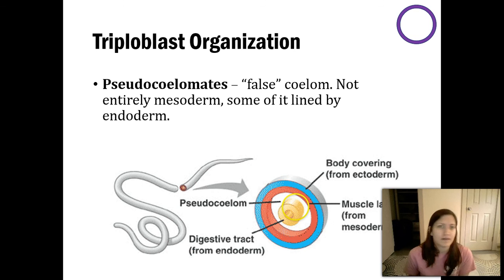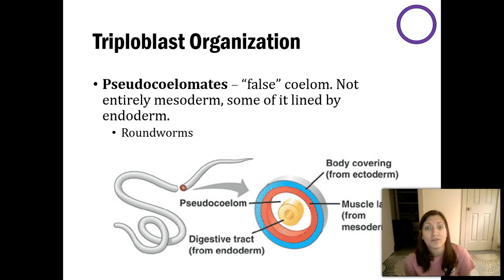This is very limited in the evolutionary tree. We're only finding this in our roundworms. Roundworms, they're mostly parasitic. They cause different parasitic diseases both in humans as well as, for example, heartworm. Heartworm found in dogs is caused by roundworms. So they're a very small portion of the evolutionary tree.